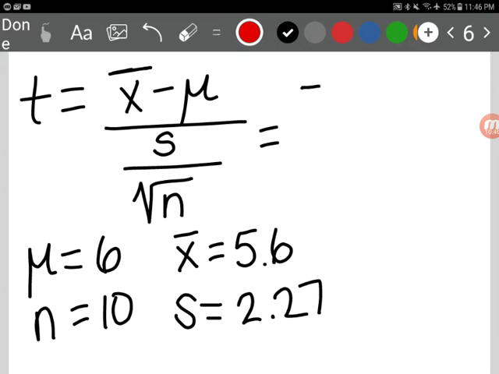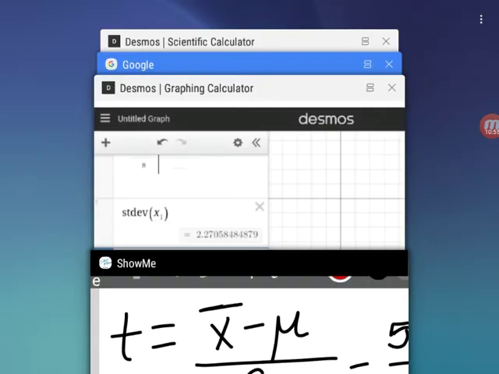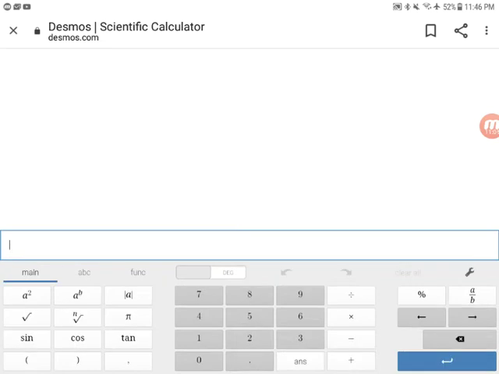We have 5.6 minus 6 divided by 2.27 divided by the square root of 10. And we're going to input this on the Desmos scientific calculator. And it is so important that you understand how to input this information into here, because if you do not input it right, you will get the wrong answer. So we're going to take our time and we're going to input this into Desmos.